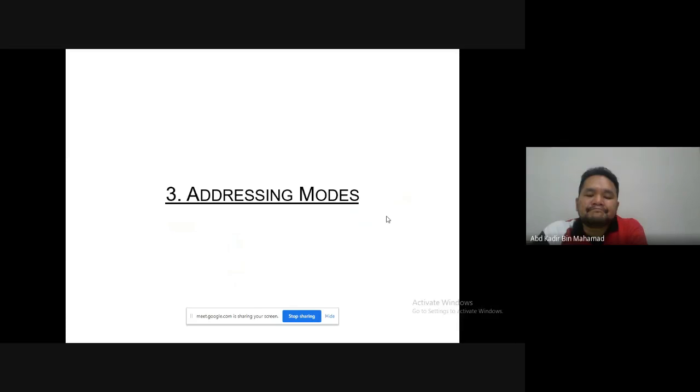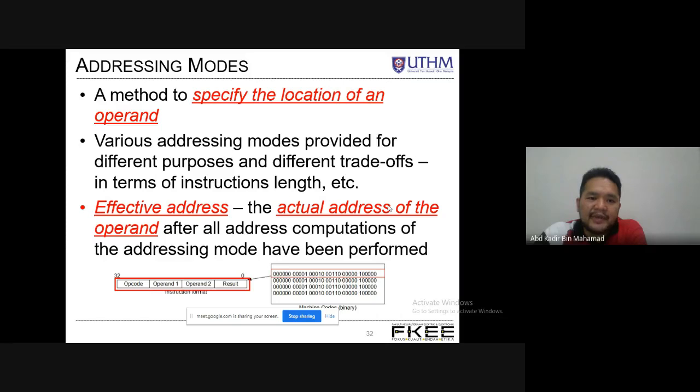Okay. Next is about addressing mode. Addressing mode is a method to specify the location of the operand. If you notice here, they have opcode, operand 1, 2, and result. This is the effective address, which indicates the actual address of the operand after all address computation and addressing mode have been performed. So this is for addressing mode.